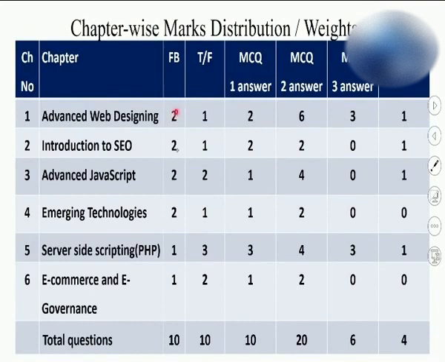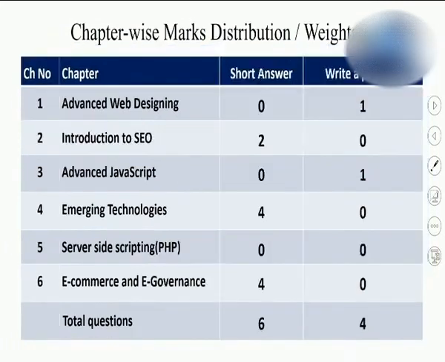If you observe, from every chapter you will have a fill in the blanks question. True false questions, you will find, are more in PHP. True false questions will be 2 in case of e-commerce. If you observe over here, the weightage for the PHP chapter is MCQ: 2 questions will be asked which will have 2 answers. 2 questions, 4 marks weightage. 1 question of 3 correct answers, and match from every chapter 1 will be there. Short answer questions will be from SEO, emerging technologies, e-commerce and e-governance, from these chapters.